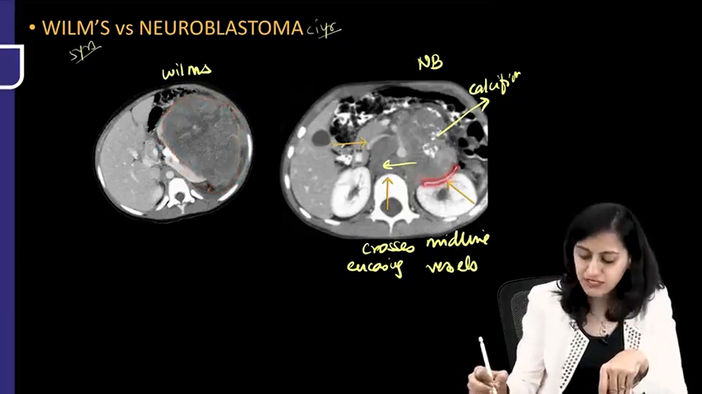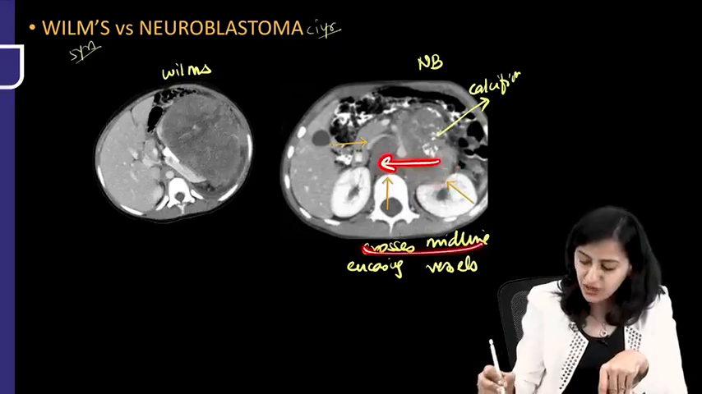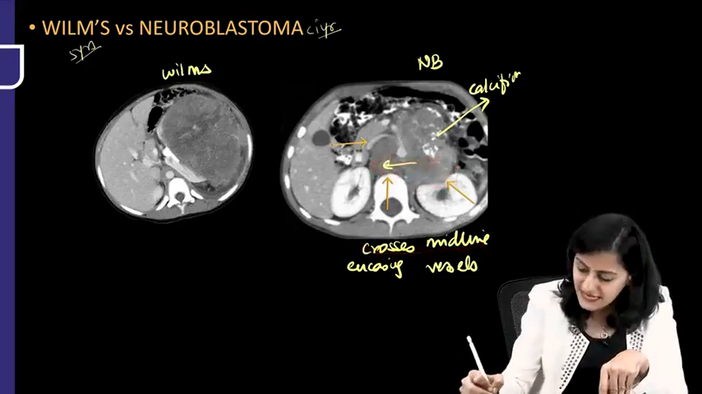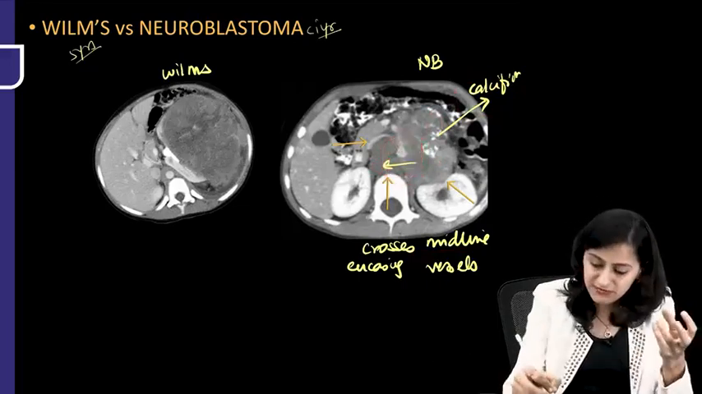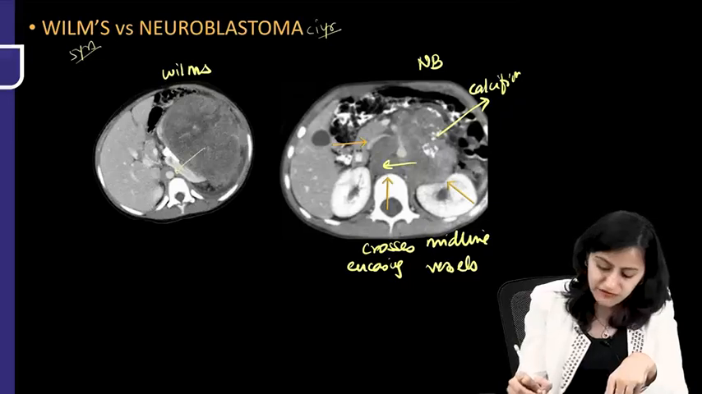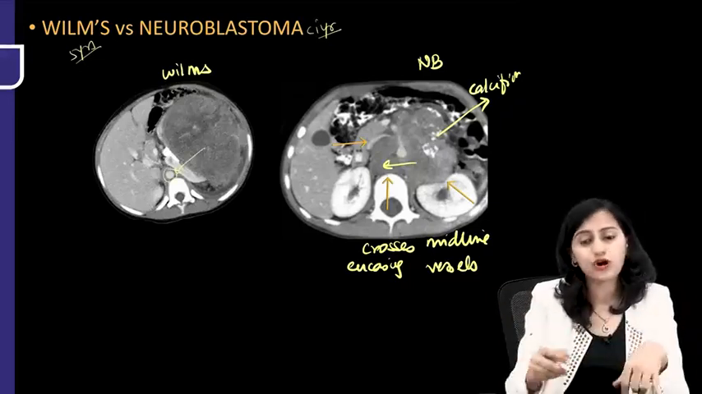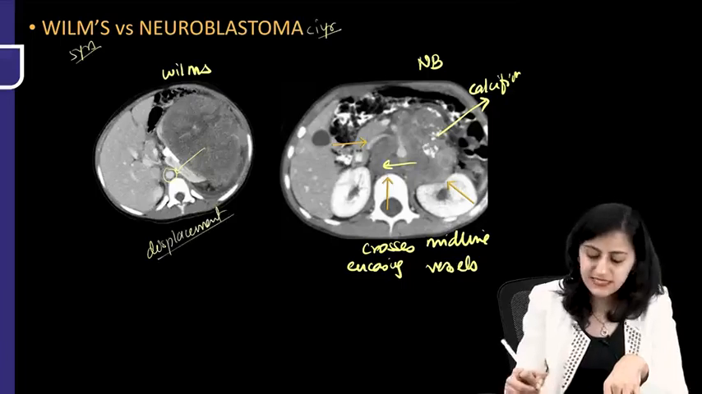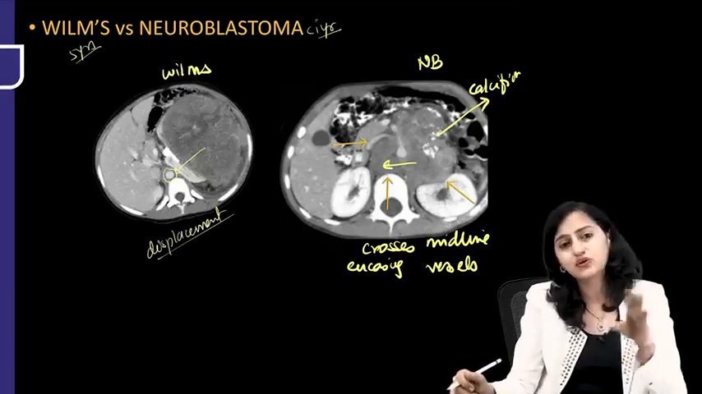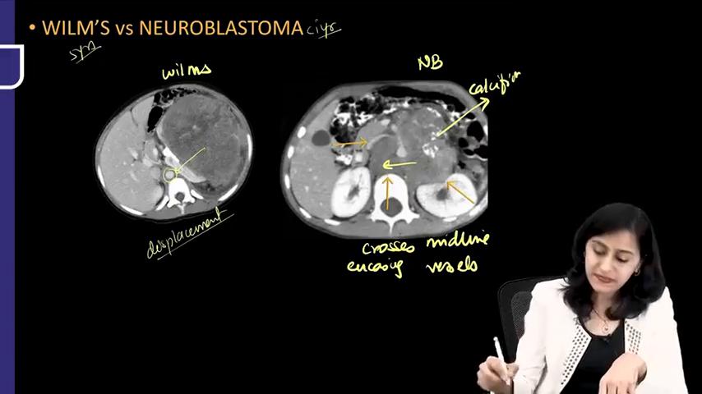Neuroblastoma is separate from the kidney. Neuroblastoma crosses the midline. It has calcification. It encases the vessel. The aorta is encased. While Wilms has displacement of the vessel, you can see the aorta has gone to the right side. So there is displacement of the vessel. It does not cross the midline. Those are the differentiating features there.